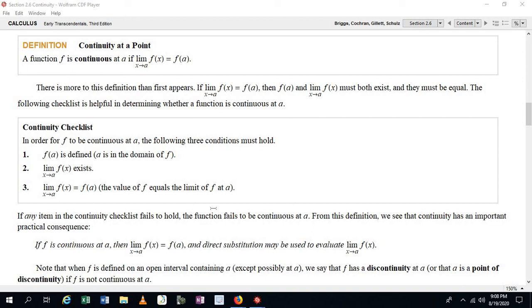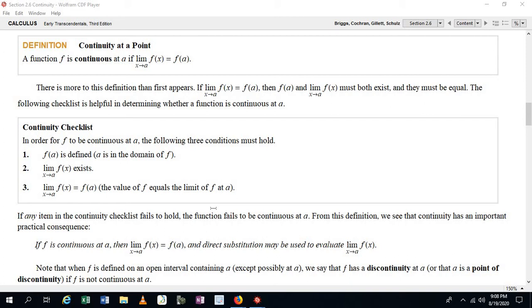Hello again. In this video, we're going to go over section 2.6, which is about continuity. And we're going to start with the definition of continuity at a point. So a function f is continuous at a if the limit of f of x as x approaches a is equal to f evaluated at a.